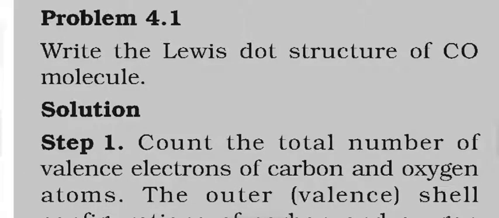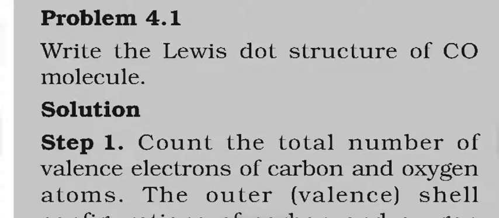Now our first problem is: write the Lewis dot structure of the CO molecule. In the first step we will try to find the total number of valence electrons. In the CO molecule we have carbon and oxygen. Carbon has 4 valence electrons and oxygen has 6. So the total number of valence electrons is 4 plus 6, equal to 10. And no charge is mentioned on the CO molecule, that means it is neither positive nor negative.